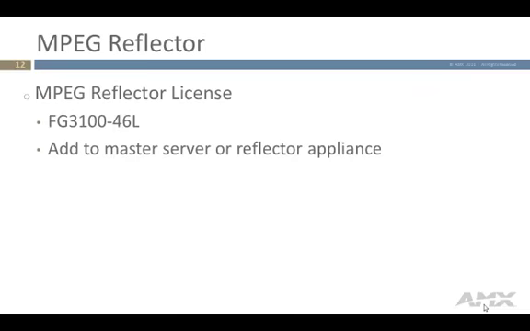So we came out with an MPEG Reflector license, that's FG3100-46L. That reflector license sits on the master server, or it can sit on the reflector appliance, and it's basically a license that enables you to take in a multicast video or a unicast video and reflect it onto multicast or unicast. So it's used for both ends of the system that I just showed.